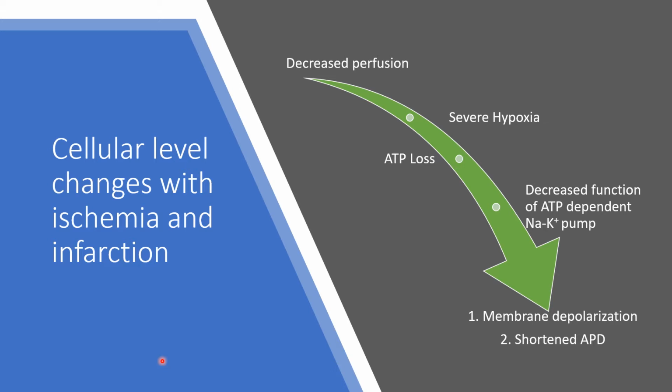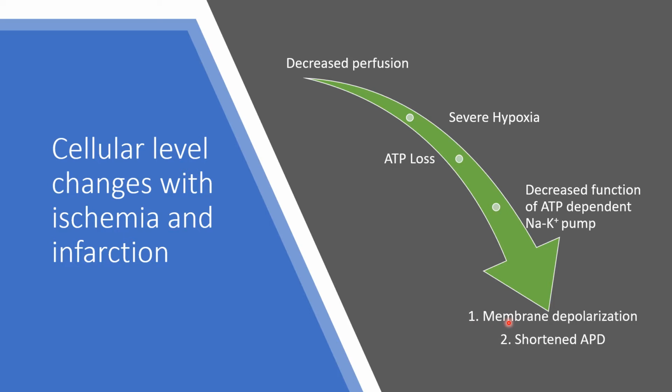When you block the perfusion to an area of the myocardium by either a total occlusion or partial occlusion of the coronary vessels, you have decreased blood flow or perfusion to the myocardial cells. That causes severe decrease in oxygen supply, or hypoxia, that leads to loss of ATP from the myocardial cells. That ATP loss then causes decreased function of the sodium-potassium ATP dependent pump that then causes two changes in the myocardial cells. One, it causes a sustained membrane depolarization.